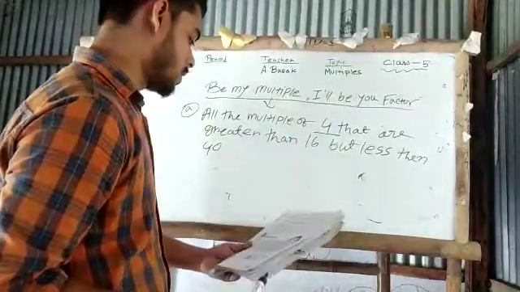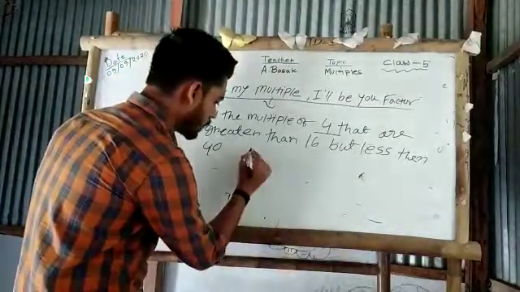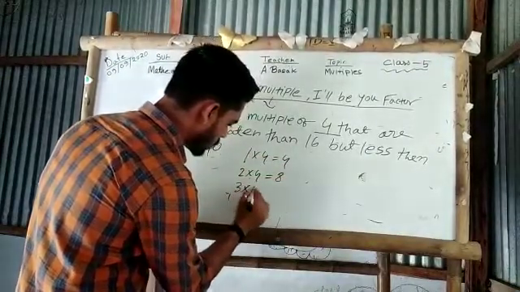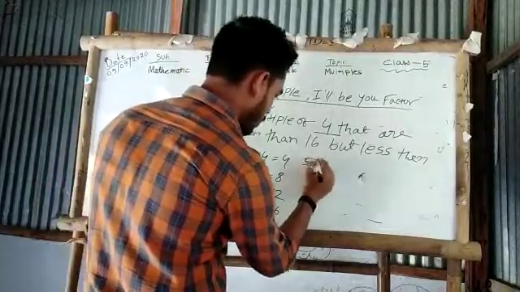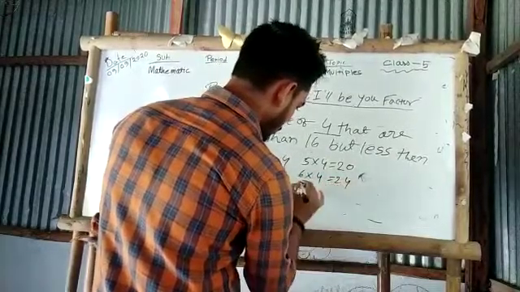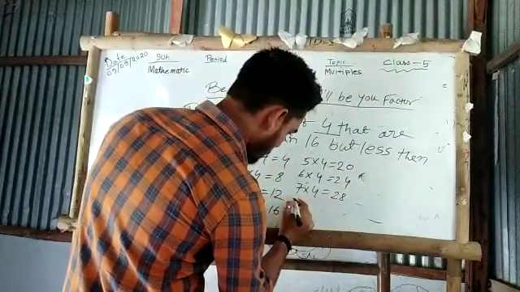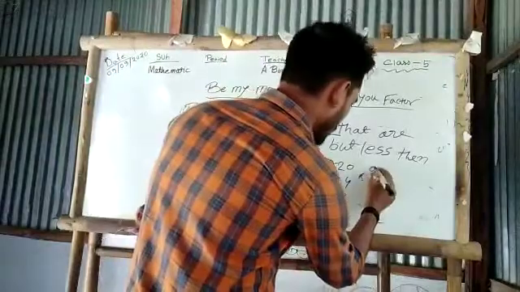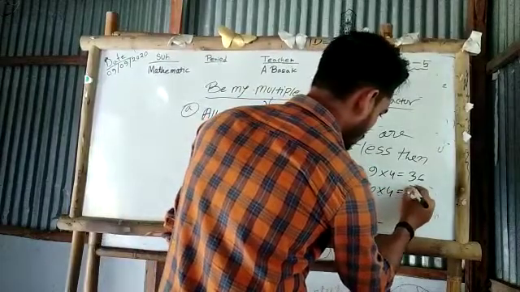Okay, so first of all, the first thing that we need to do is determining the multiples of 4, like that. 1 into 4, 4, 2 into 4, 8, 12, 16, 20, 24, 28, 32, 9 into 4, 36, and last one 10 into 4, 40.